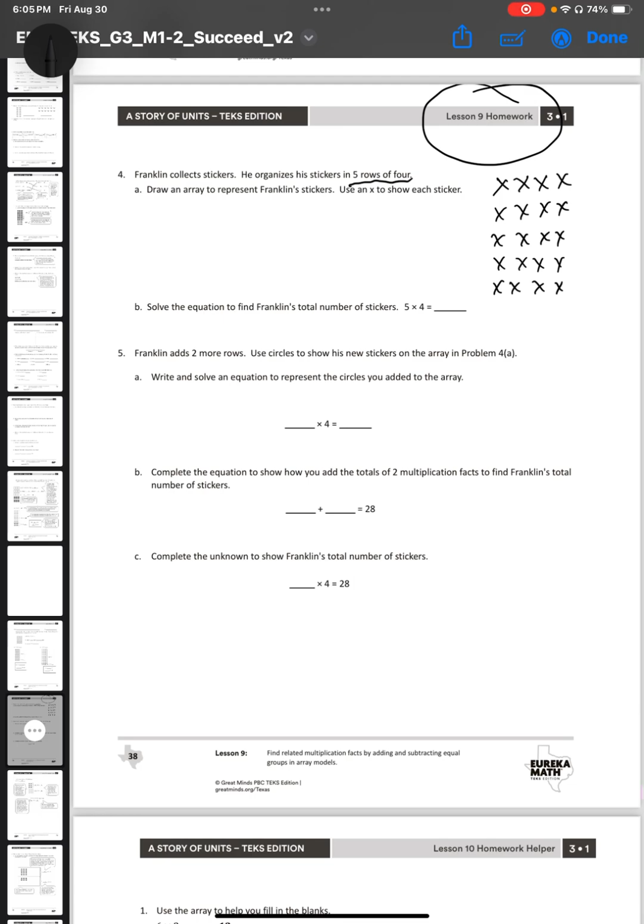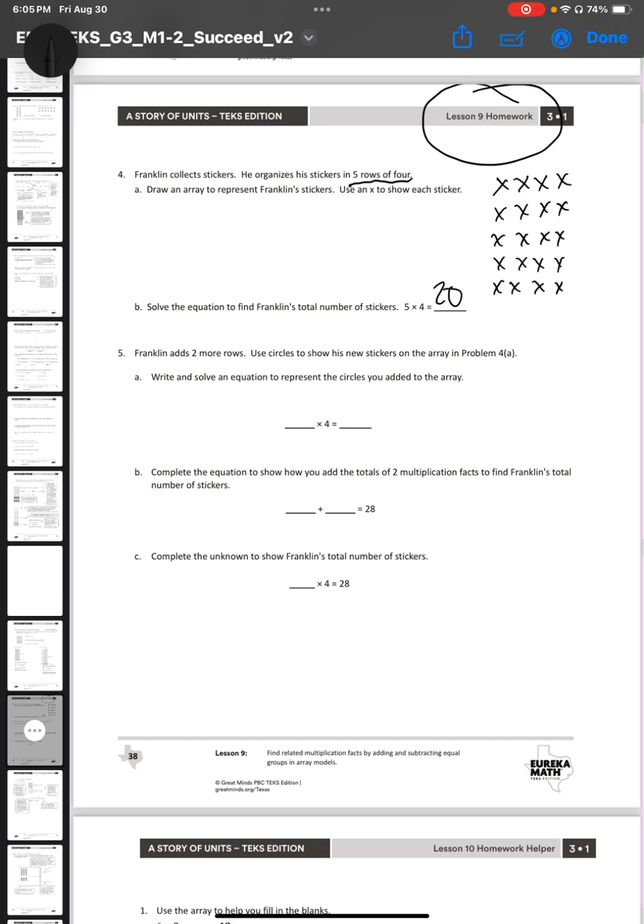Part B, solve the equation and find Franklin's total number of stickers. 5 times 4 equals what? Well, we can count 5 four times. 5, 10, 15, 20. And if you look and you want to count them, there should be 20 X's in the array.